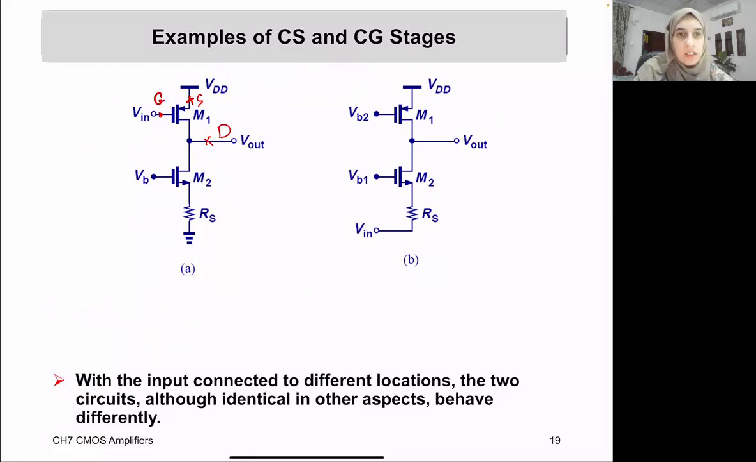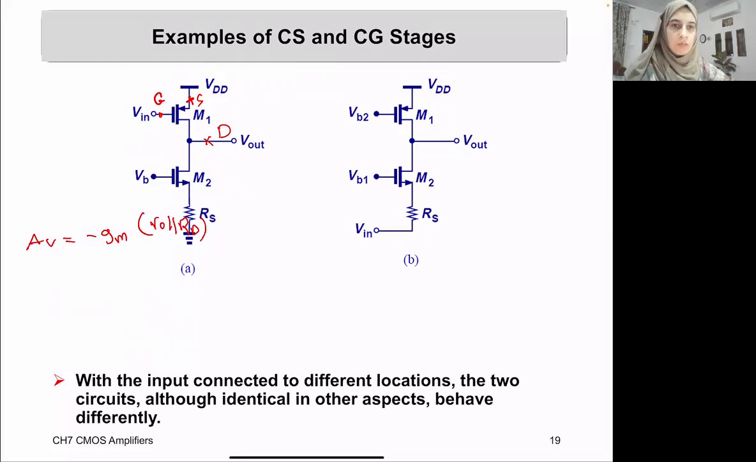Okay, so the input is applied at the gate of the transistor and output is taken from the drain. Source is not connected to any resistor. It's going to be grounded in the small signal model. This is just a common source. So the general gain is minus GM times R out in parallel with the RD.